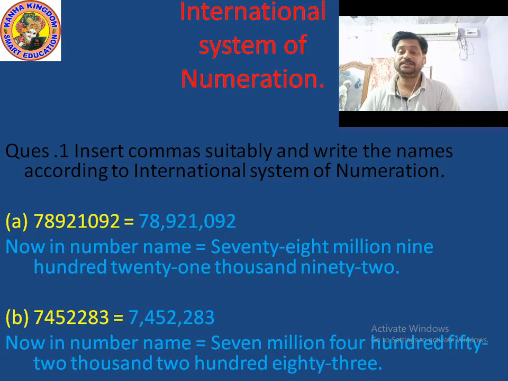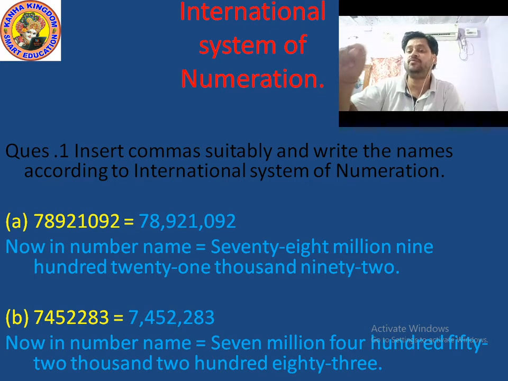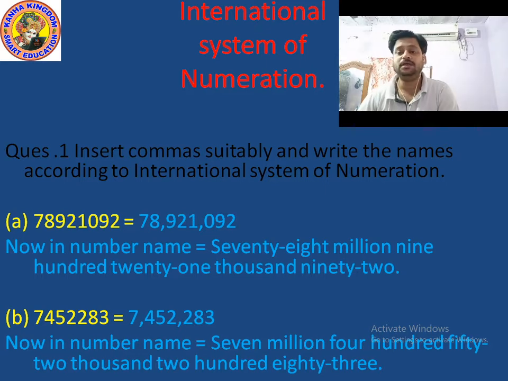Now the next question. Insert comma suitably and write the number according to the International System of Numeration. Here you insert the comma in the international system, and you all know that in the international system there are 3 periods, and in every period 3 place values. Okay, so which 3 periods? Ones period, thousand period and millions period.